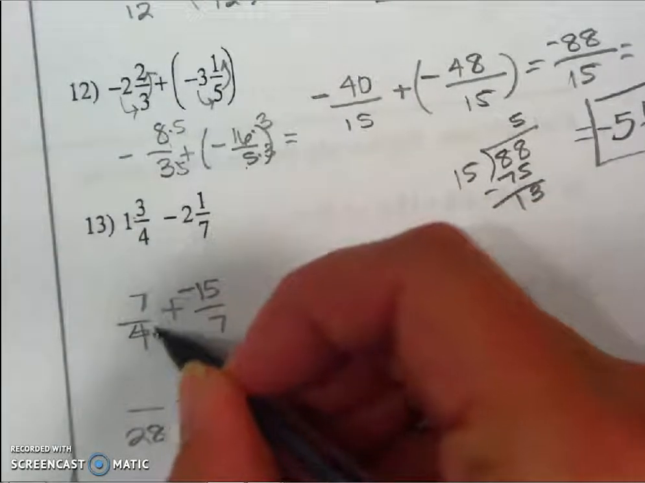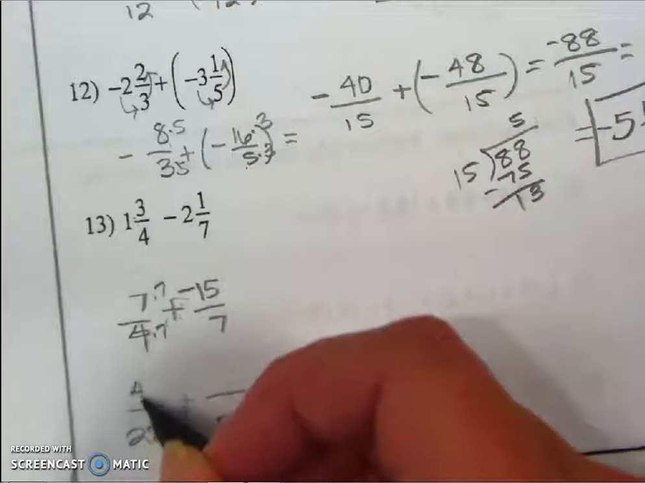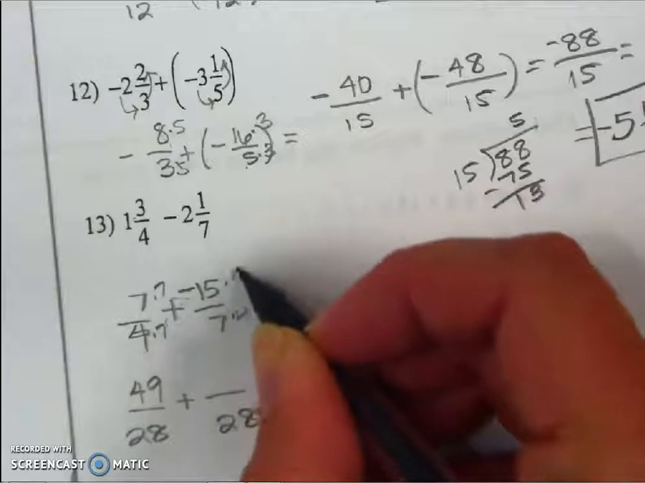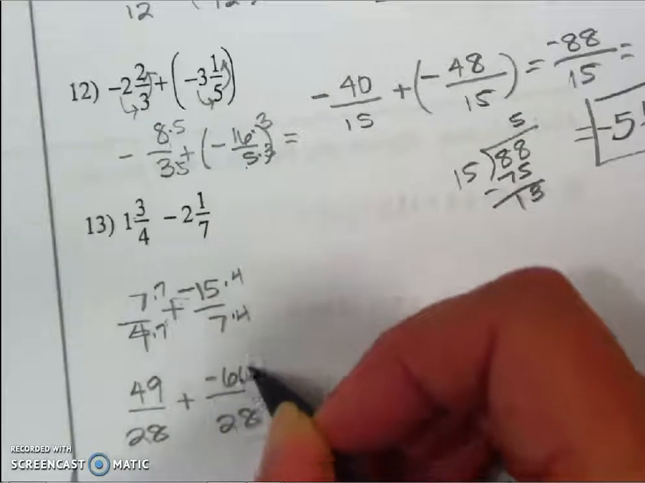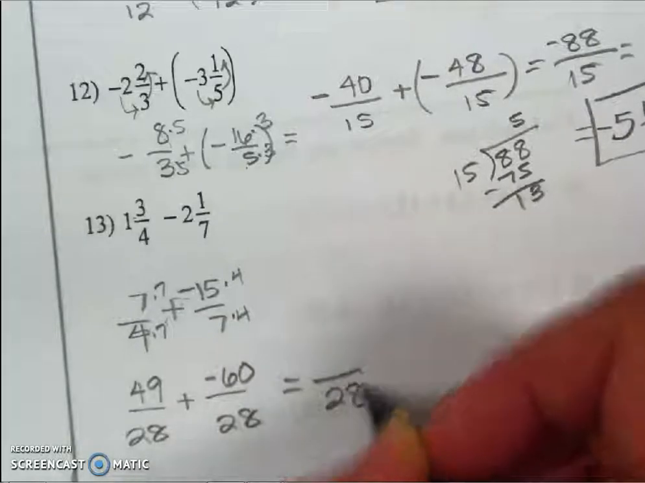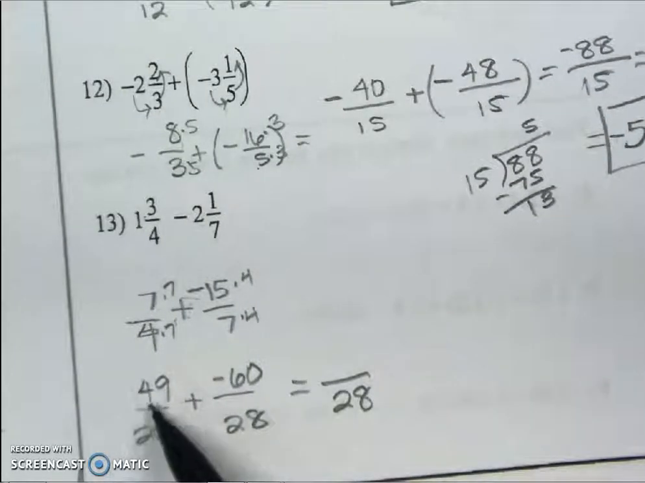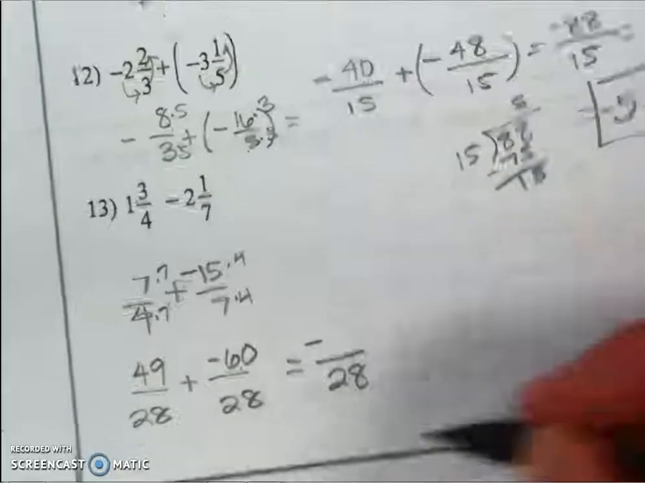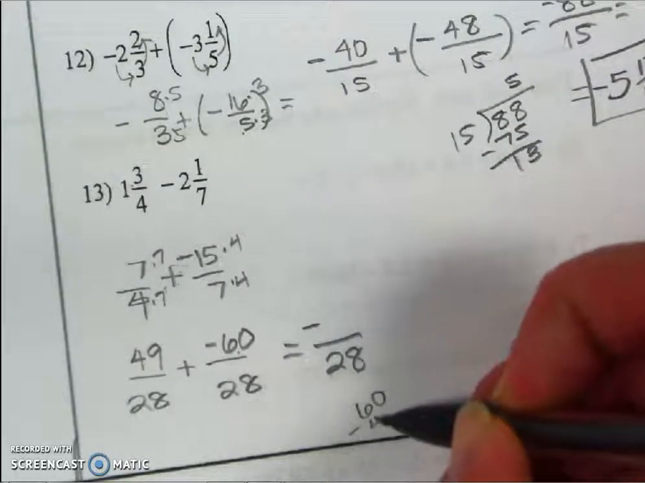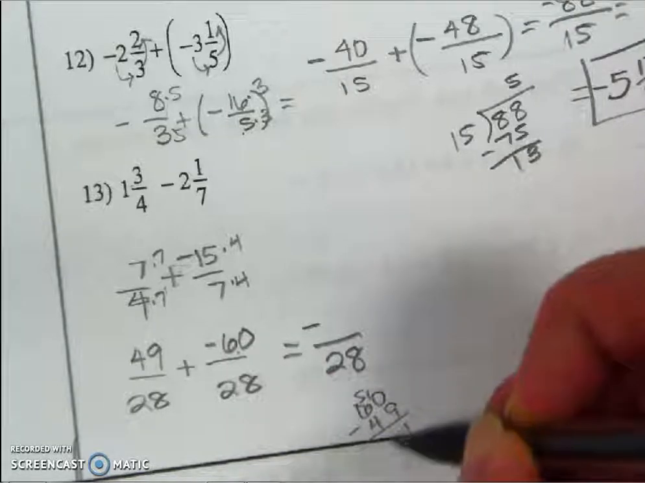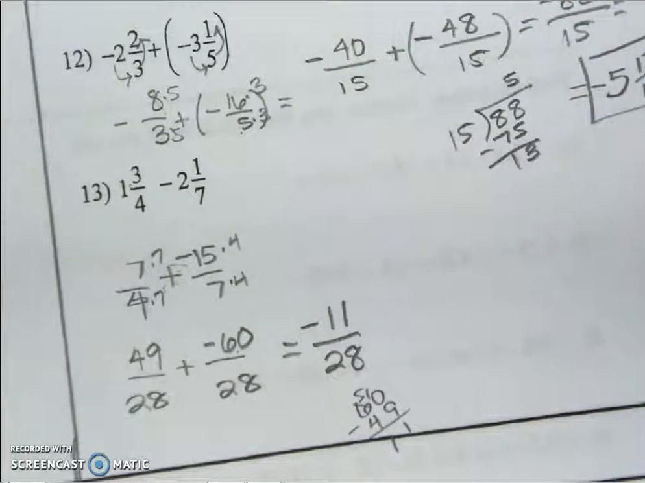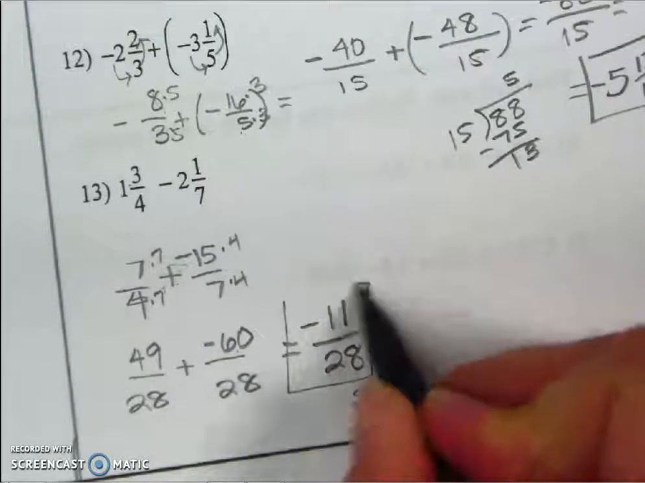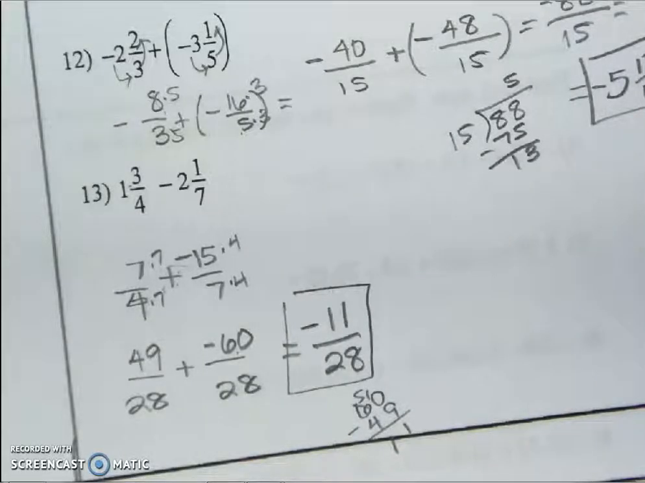We got there from the 4 by multiplying by 7. So up top, that would give me a 49. And on this side, we got there from the 7 by multiplying by 4. So up top, I would get negative 60. All right, so I know my denominator is going to be 28. But let's think up here. Do I have more positives or more negatives? Well, in this case, I have more negatives. So let's subtract. 60 take away 49 is going to give us 11. So I would have negative 11 left over, which means my answer is negative 11/28. That is a nice proper fraction. We don't have to change that one back to mixed.